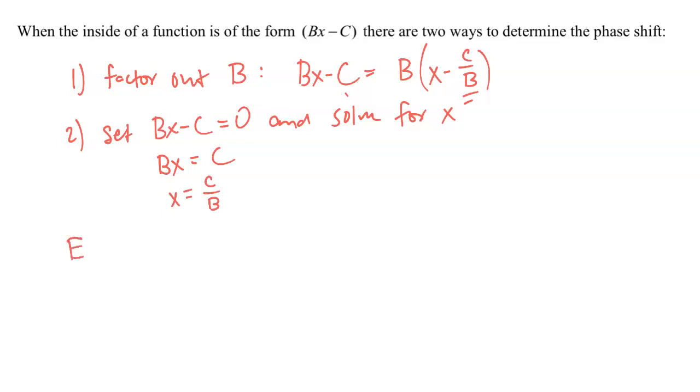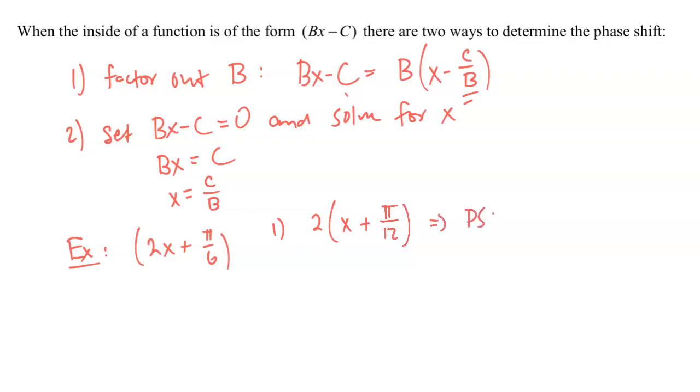And so I'm just going to work an example, and I'll do it both ways. Let's just say that your parentheses said 2x plus pi over 6. If I use method 1, then I need to factor out a 2. And so that's going to leave me with 2 times x plus pi over 6 divided by 2. Well, dividing by 2 is really just multiplying by a half. And so if I multiply this number by 1/2, that's going to end up giving me pi over 12. And so I can see here that from this, the phase shift is going to be negative pi over 12.